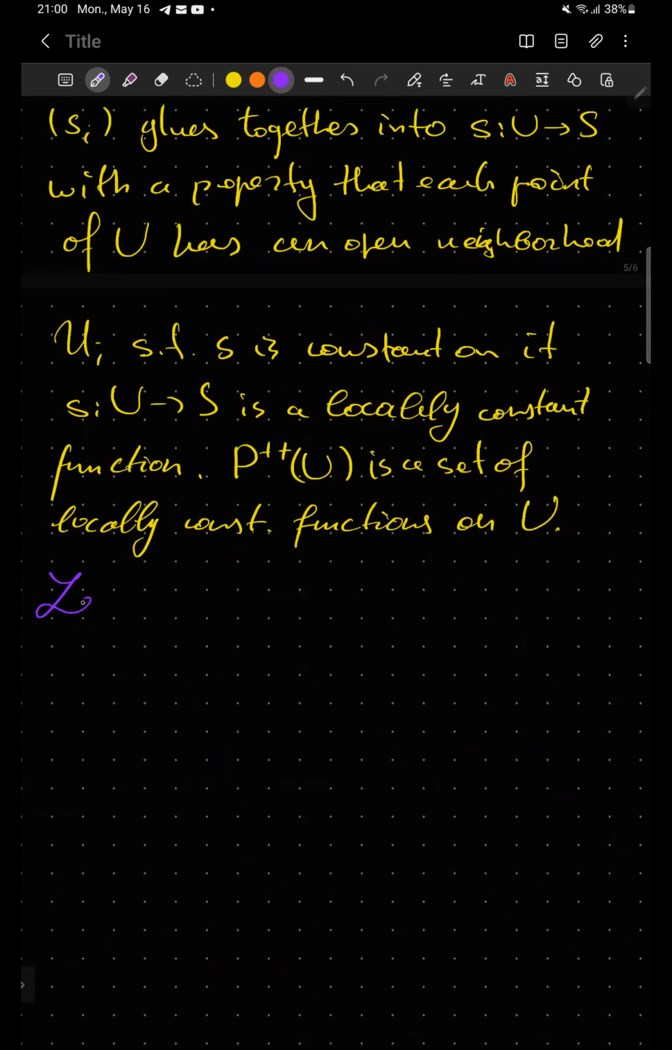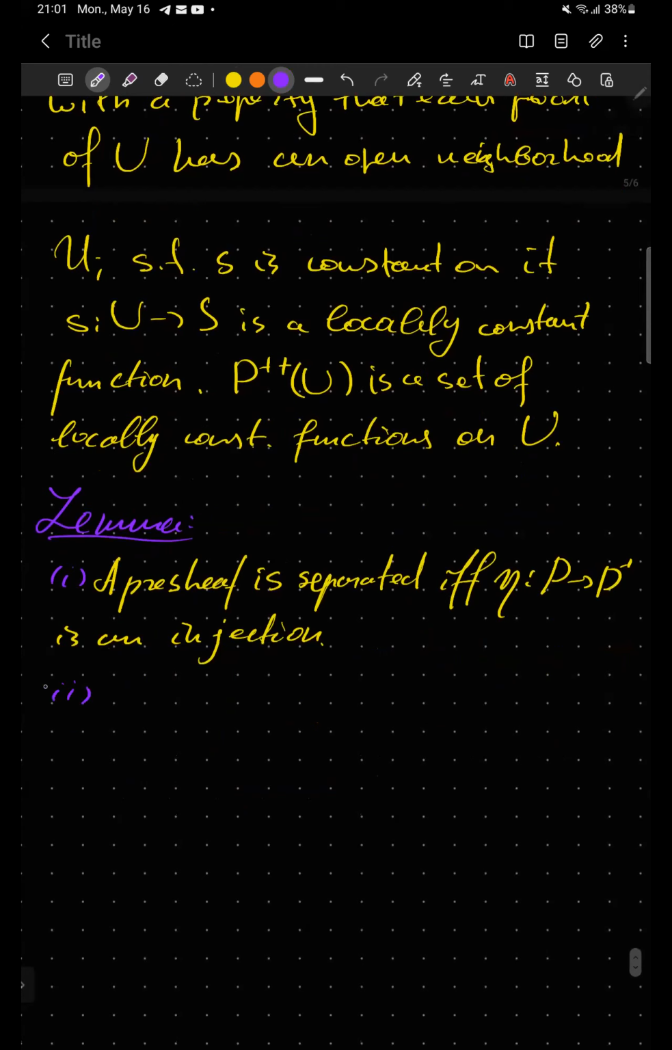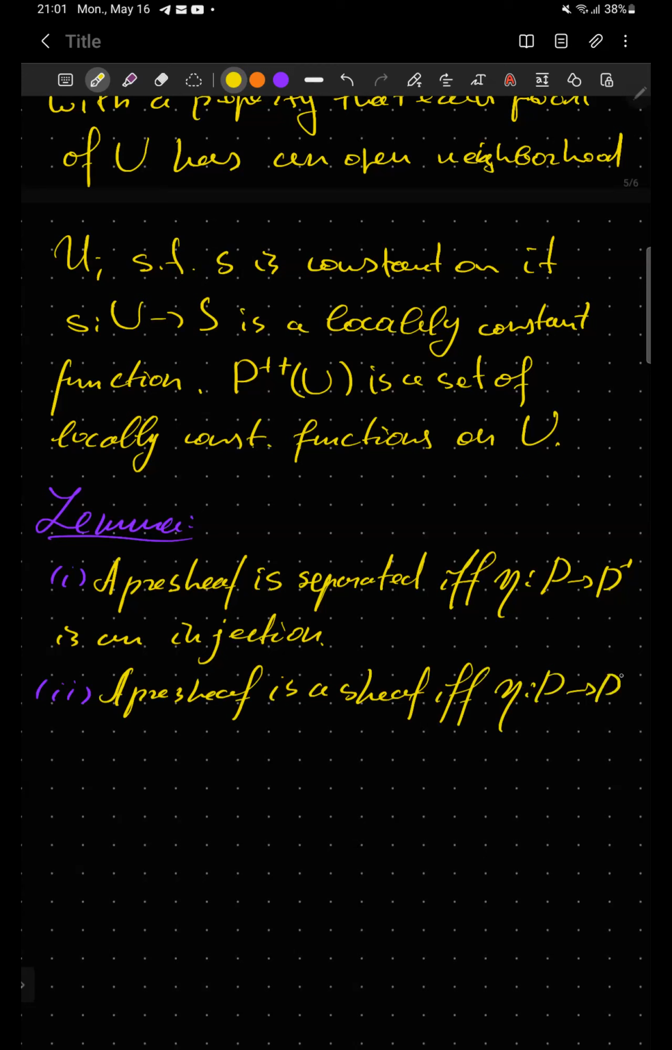Lemma. First, a pre-sheaf P is separated if and only if eta from P to P plus is an injection over all open subsets. Second, a pre-sheaf P is a sheaf if and only if eta from P to P plus is a bijection.